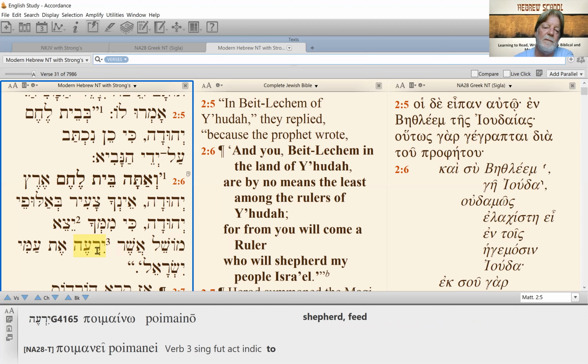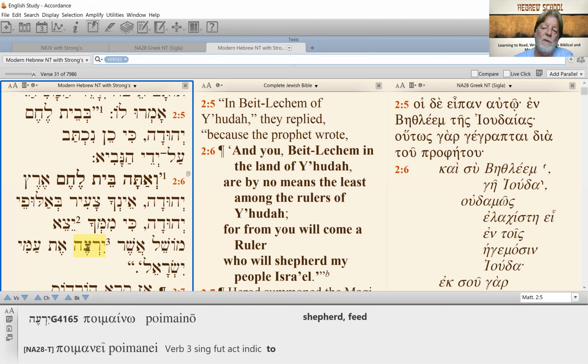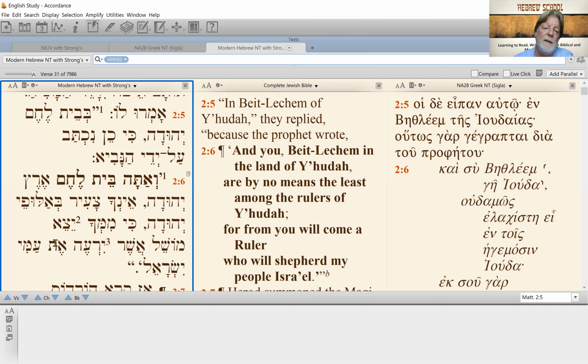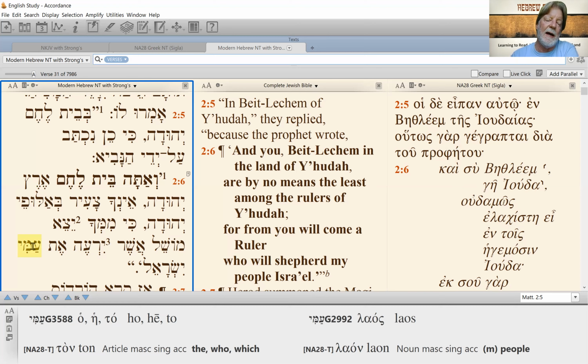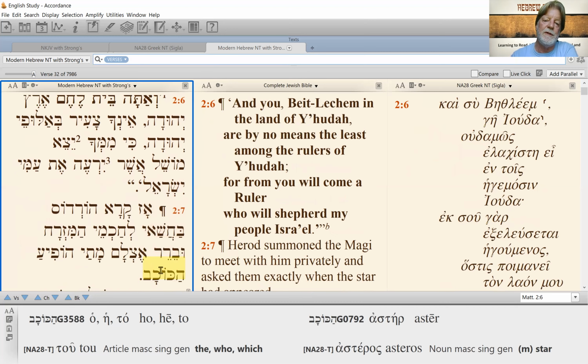Yireh, the root word, Resh, Ayin, Hey, is the Hebrew word for a shepherd. In this case, this is a verb signifying the work that a shepherd does. So a ruler will come forth from Bethlehem who will shepherd et ami. Et, again, is a direct object indicator, and it's usually untranslatable. So the direct object here is ami, my people, Israel.